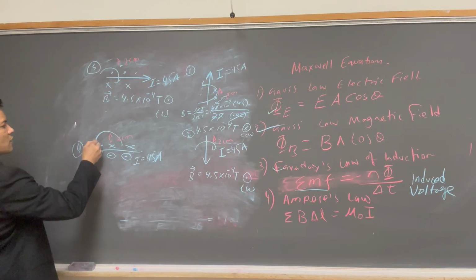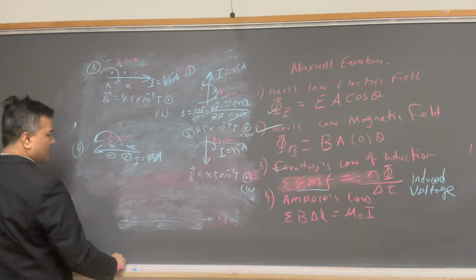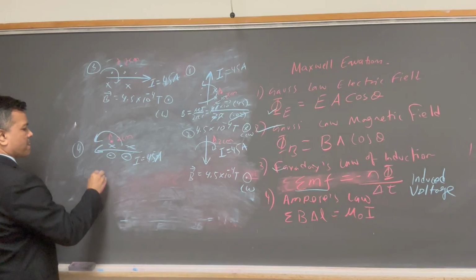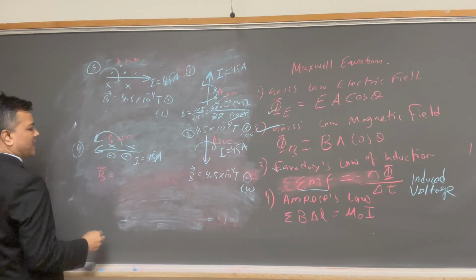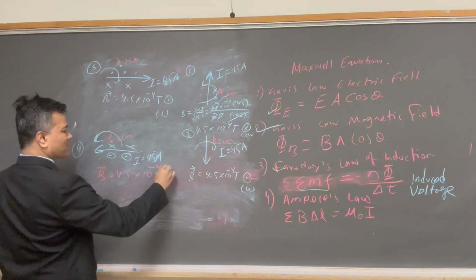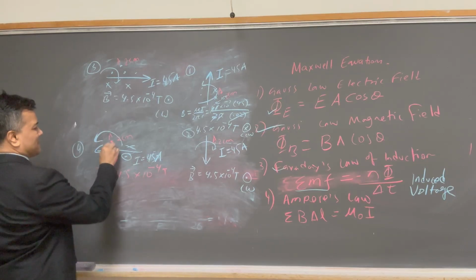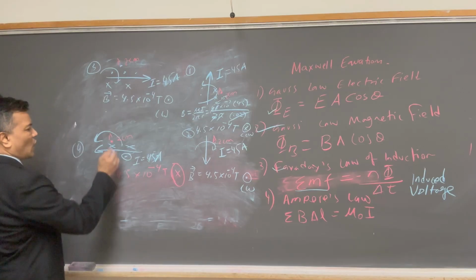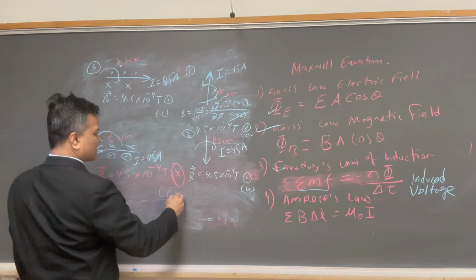So this is counterclockwise. The size of the field over here, since the current is the same, is going to be 4.5 times 10 raised to negative 4 Tesla. This is inside the board, or counterclockwise.